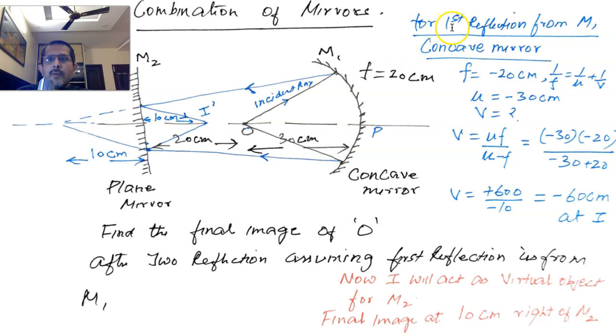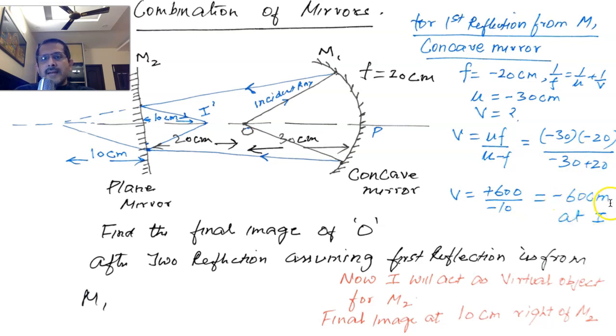Now for the first reflection from M1, which is the concave mirror, F is equal to minus 20 centimeter, which is always minus in the case of a concave mirror. Using the formula 1/F = 1/U + 1/V, with U equal to minus 30 centimeter, which is given, we can find the value of capital V. Capital V is nothing but the distance from the pole to the image position, and we get minus 60 centimeter.